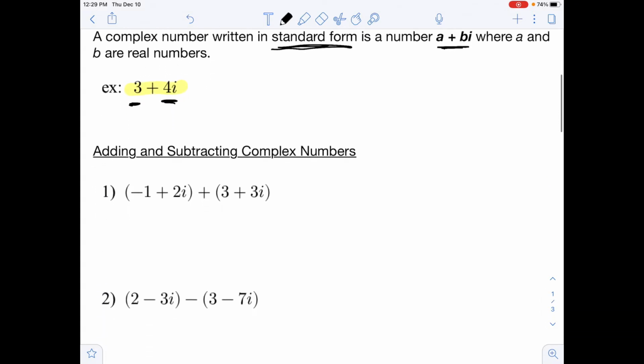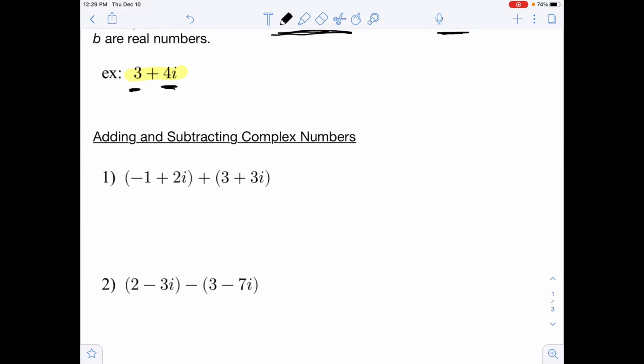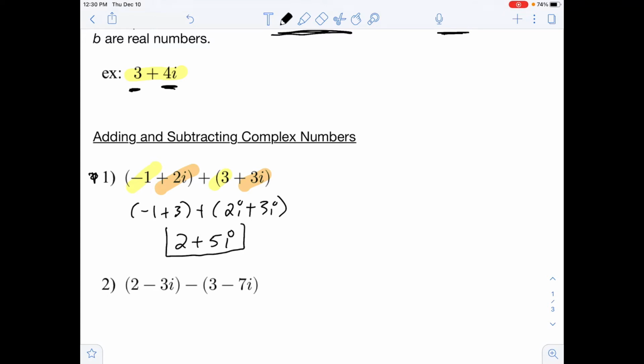So let's go ahead and add and subtract. Looking at this first problem, number 1, we want to add these two complex numbers together. Really what we want to do is think about adding like terms. What I can add together are the real components, and then I would add together the imaginary components. So this is the same as saying -1 plus 3, plus 2i plus 3i. And then what would that give me? This would be 2 plus 5i. So that would be the answer for number 1.